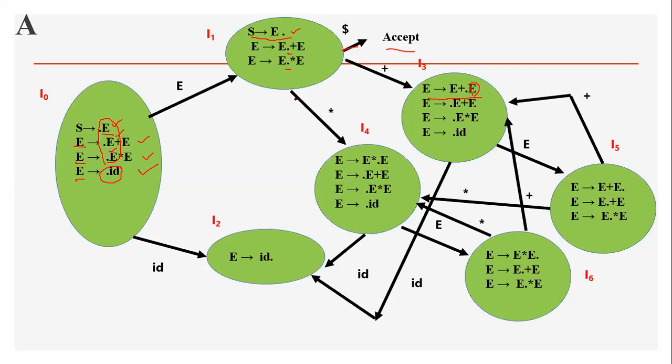Now, come to this. On star, you will move to next production where E derives E star dot E. Is it not? Dot is at the front of E. So you have to include each production. Three productions you will get with dot at the front. So it is I4th state. Is it not?